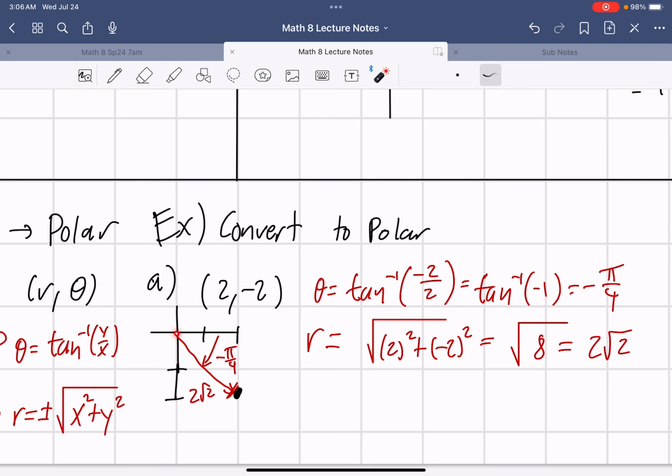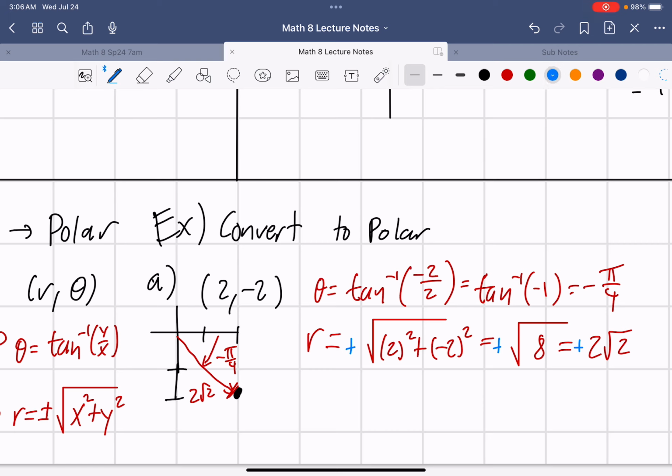So to get to this point, I need to go forward, meaning that I have to be positive. When would it need to be negative? That's if your ordered pair happens to be in quadrant 2 or 3. Because of tangent inverse, you're always going to get a theta in quadrant 1 or in quadrant 4.